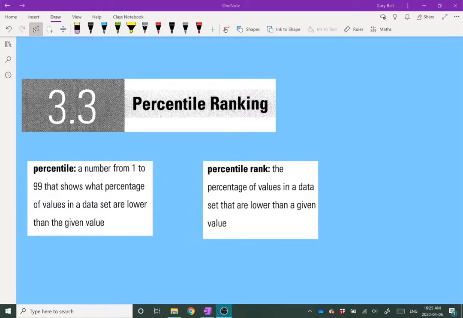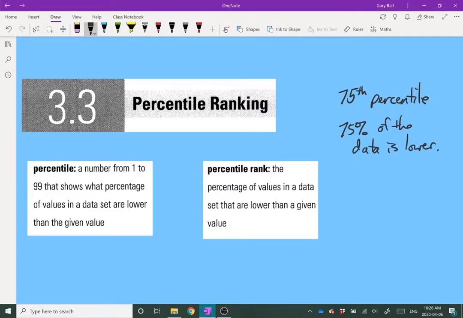3.3 percentile ranking. Now, what a percentile is, it's a number from 1 to 99 that shows what percentage of values in a data set are lower than the one you are looking at. Percentile rank describes what percentage of the data is lower than what you're looking at. So, for example, if I have a piece of data that's in the 75th percentile, what that means is 75% of the data is lower or smaller.